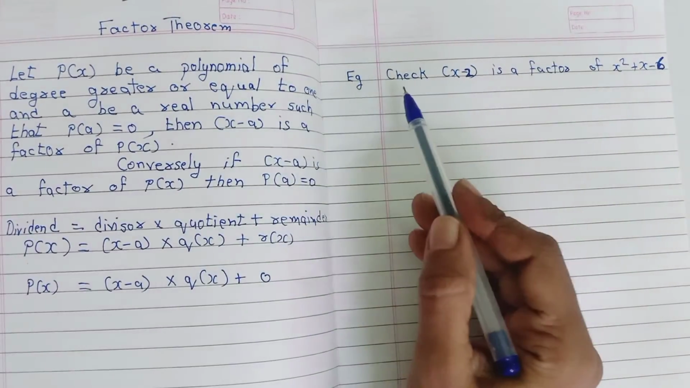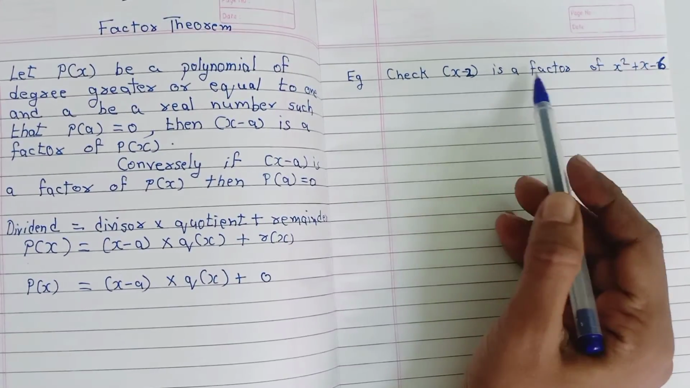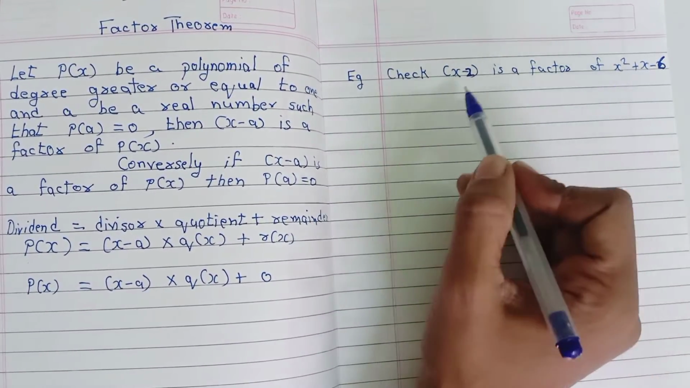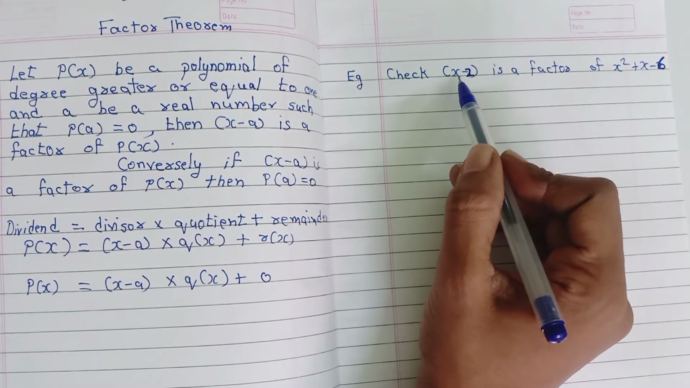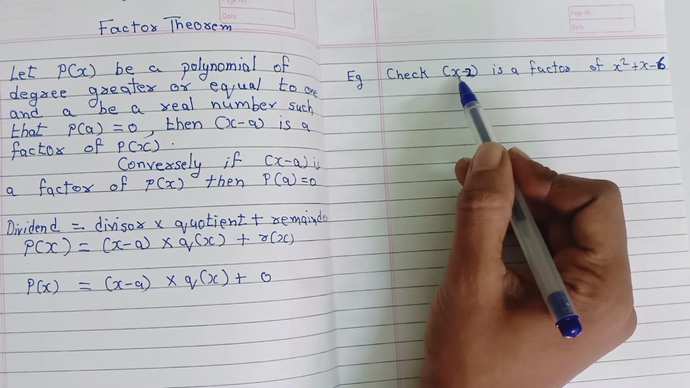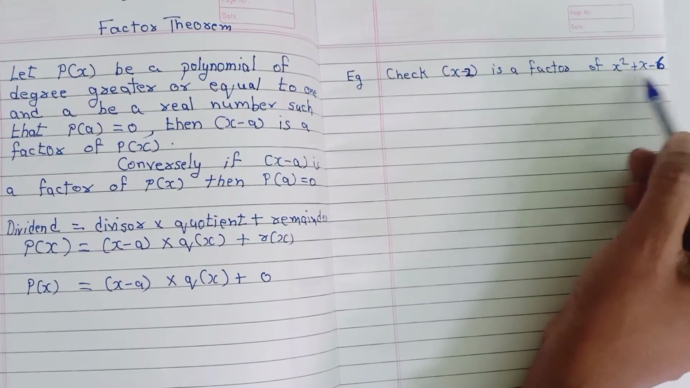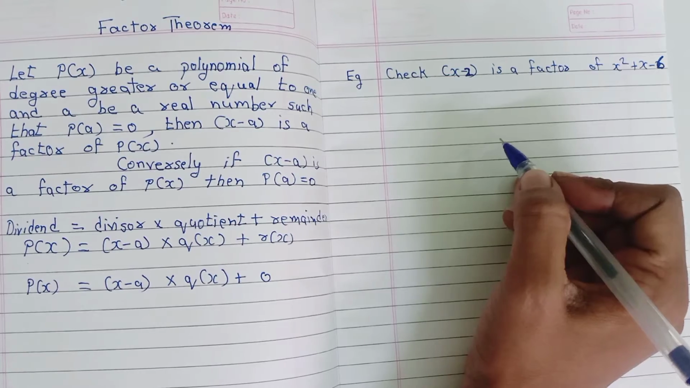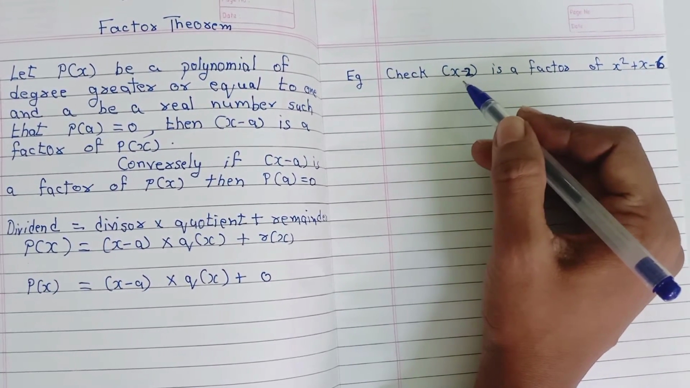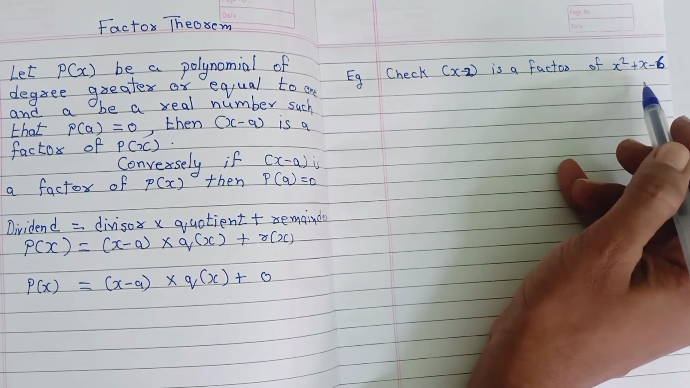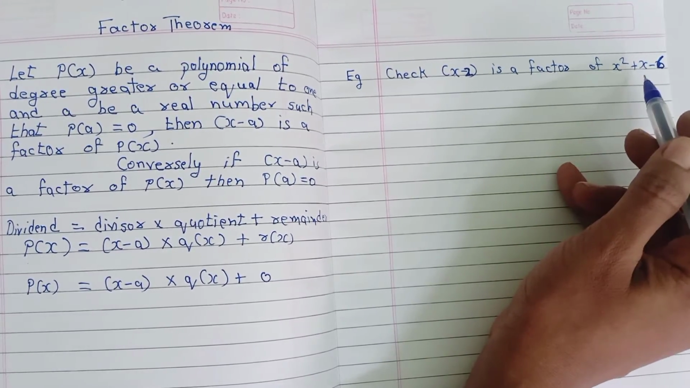Now let's do an example for this. Check whether x minus 2 is a factor of x square plus x minus 6. So here we have to check whether x minus 2 is a factor of x square plus x minus 6. Substitute the value of x. If remainder is not 0, then we will say it is not a factor of this particular polynomial. So let's try and do this one.